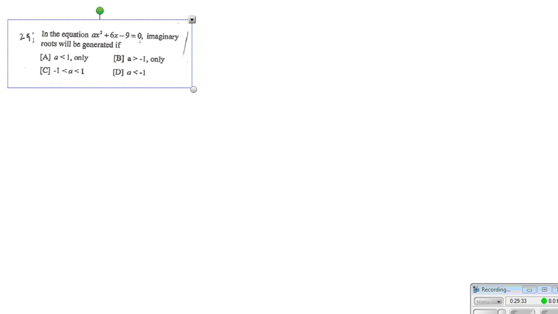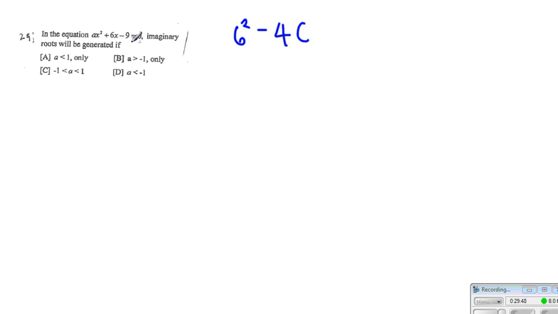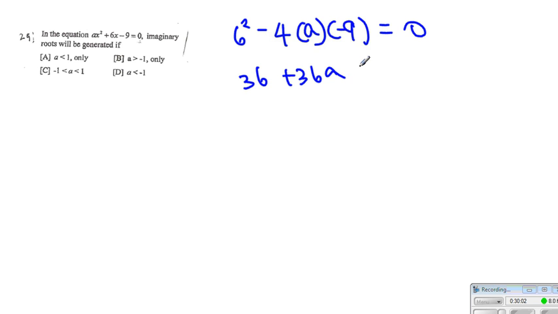Now number 29. Once again, this one has to be imaginary. What does that mean? That means the discriminant has to be less than 0. So we have 6 squared minus 4a, c becomes negative 9. And this one has to equal 0. So we have 36 plus 36a. Therefore, a must be equal to -1.